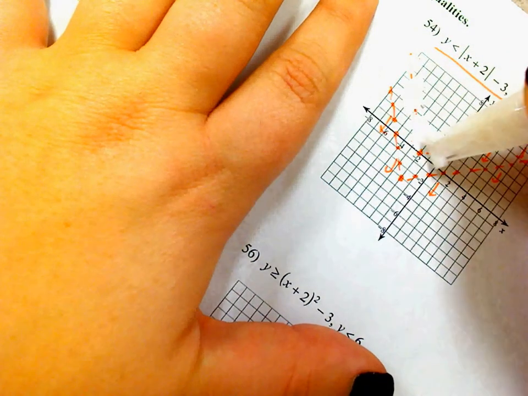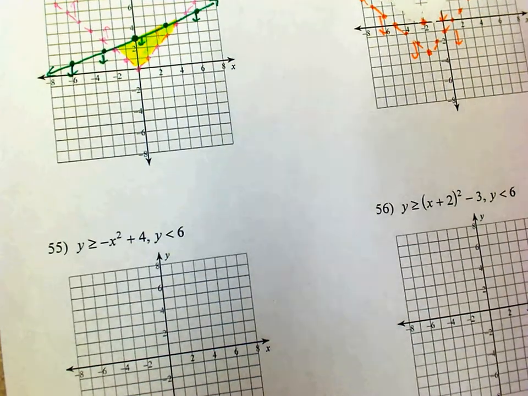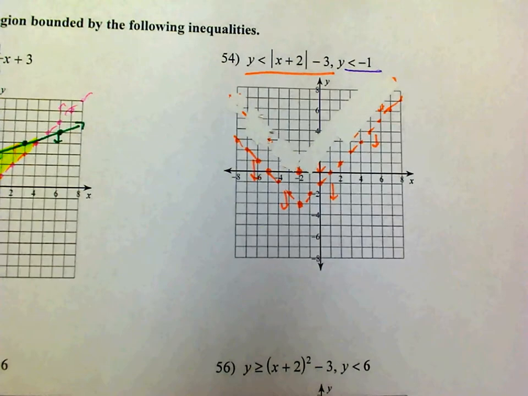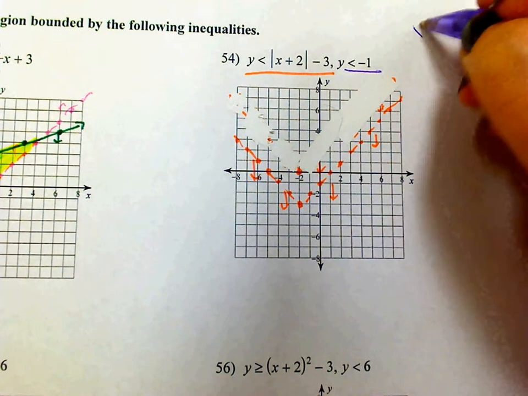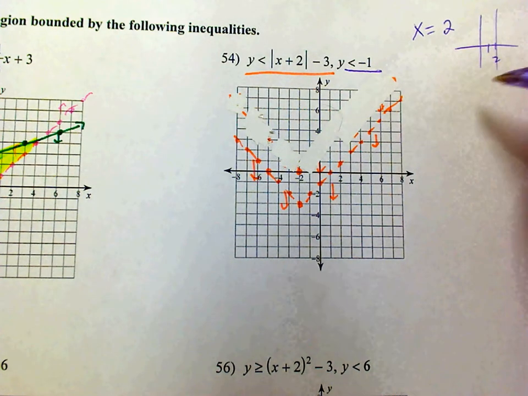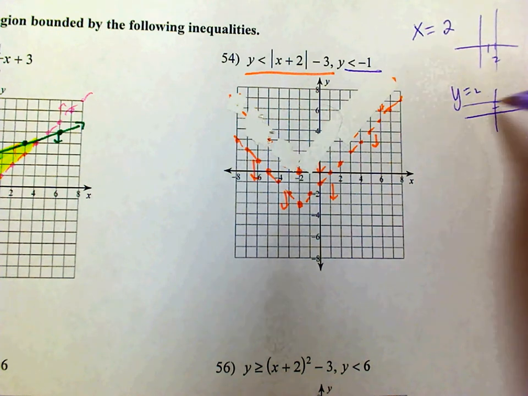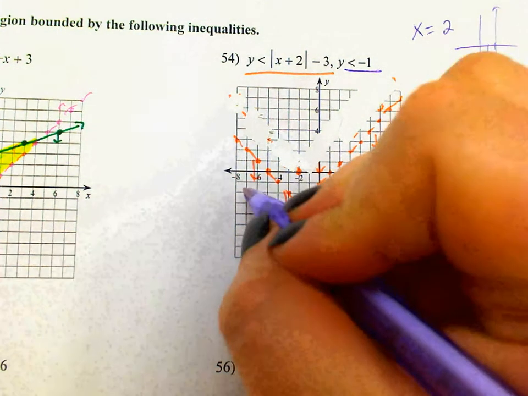Y is less than -1. So all that's telling me is that all the y values have to be less than the y value of -1. I don't know if you remember the first page, but x equals 2 is a vertical line through 2. If it's y equals 2, then it's a horizontal line through y equals 2. Okay, so when it says y has to be less than -1, that means I'm going to go to -1 on the y-axis. It's a dotted line because it says just less than, and I'm going to draw arrows going down. So it needs to be below both of these functions.